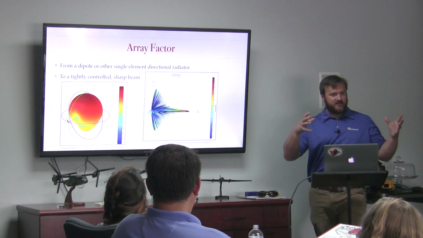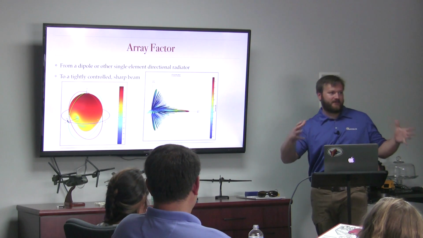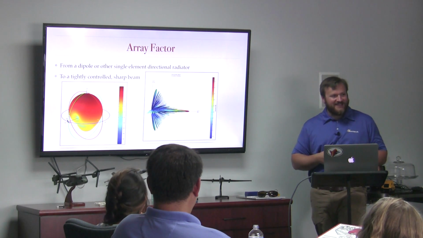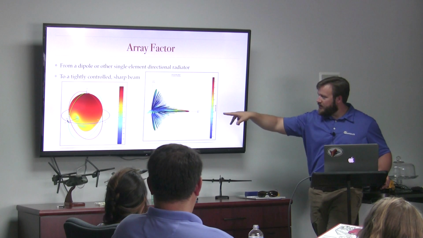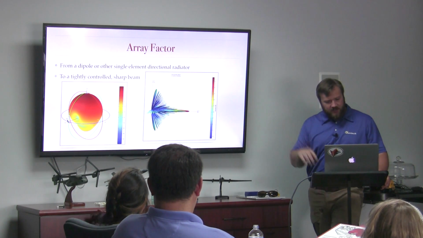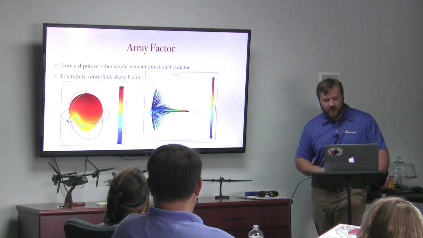We have all those elements, more elements. If the underlying math was done right, we get a nice, tight, high gain beam coming down the middle, and that's what this plot represents here. We also get side lobes too, but we'll talk about that.